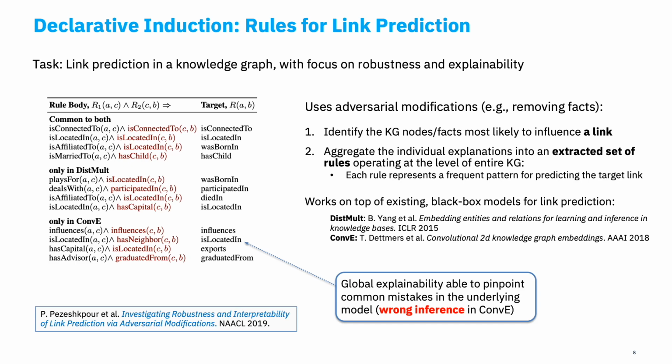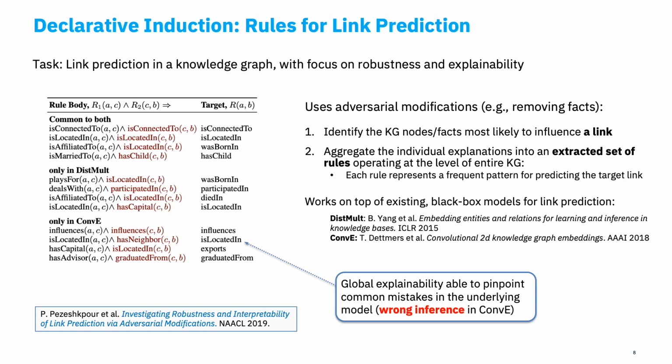One notable aspect of this method is that it can work on top of existing black box models for link prediction. In their paper, they used two such prior models, DistMult and ConvE, and they derive rules that explain behavior that is in either of the models or in both.